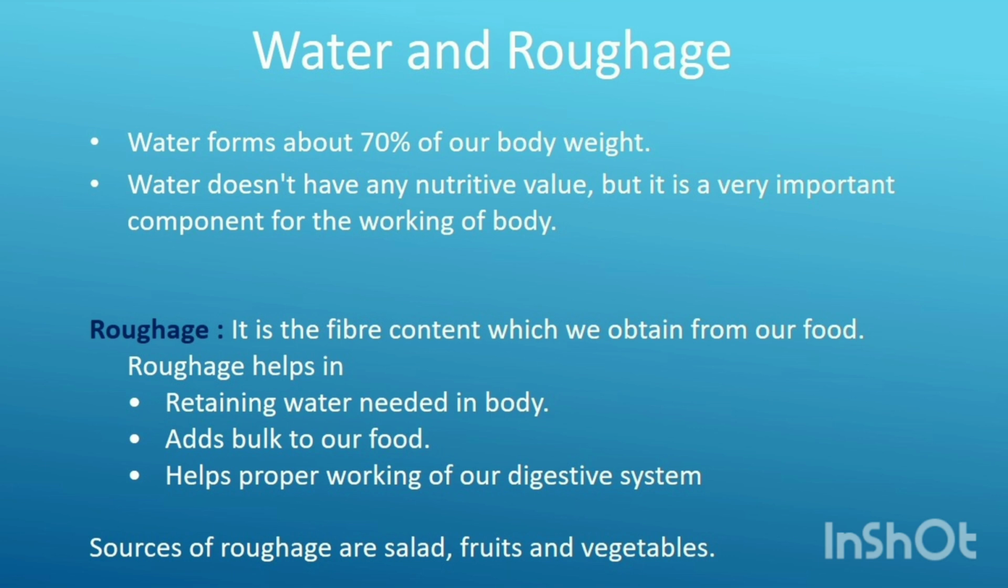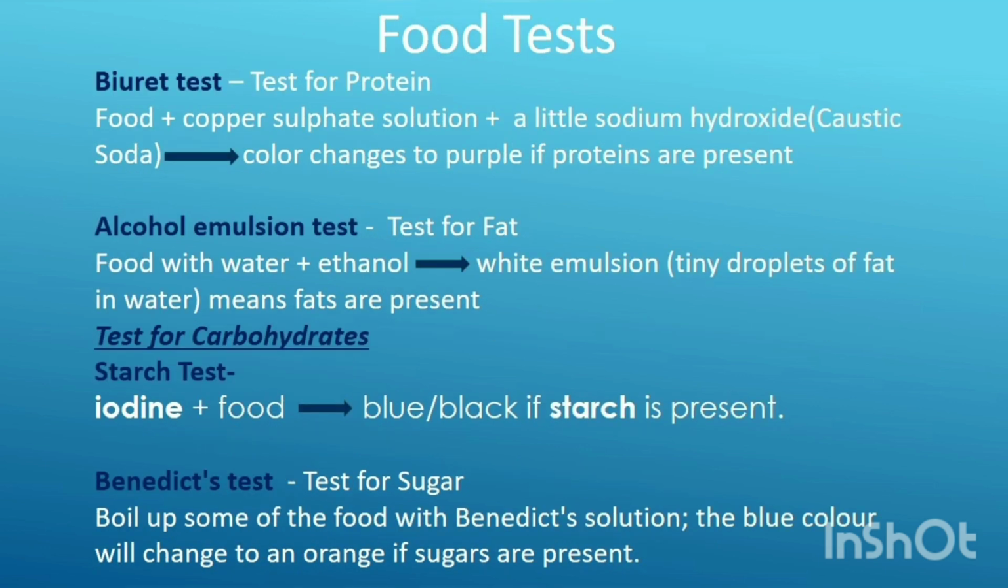Yes, for this we have some food tests. Let's check them. First test is the biuret test. This test is for protein. First take a food sample and add it to copper sulfate solution and caustic soda. If the color changes to purple or violet, that means the food contains protein.